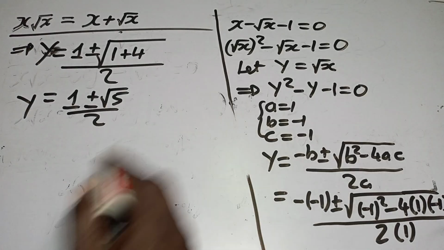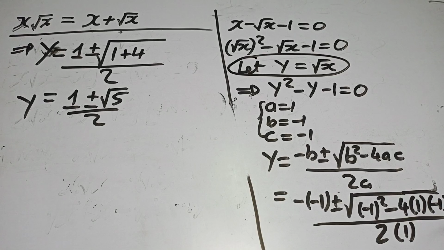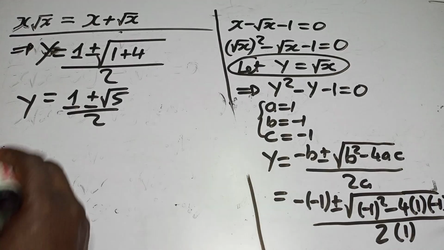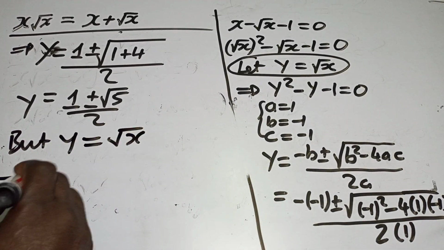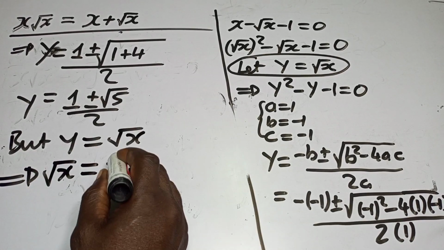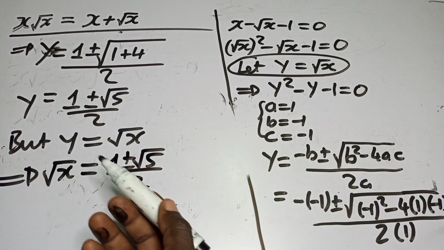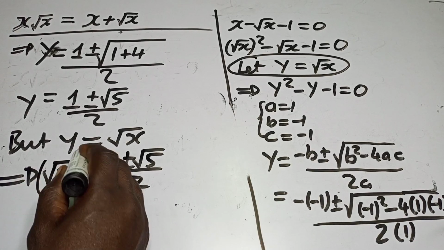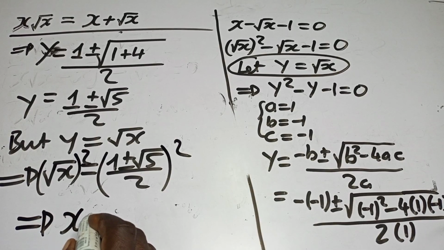So we have to go back to the relation between y and x. We'll work again with that relation to be able to get the values of x. So y is root x. That means that when we put root x here, we'll have root x is equal to 1 plus or minus root 5 all over 2. To get x, we simply square both sides. We square here, we square there. That will give us the values of x, the other two values of x.